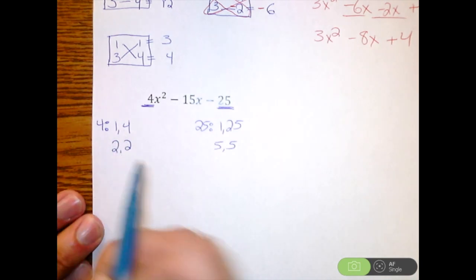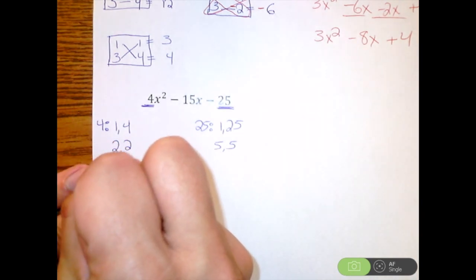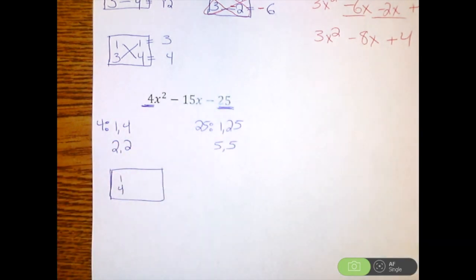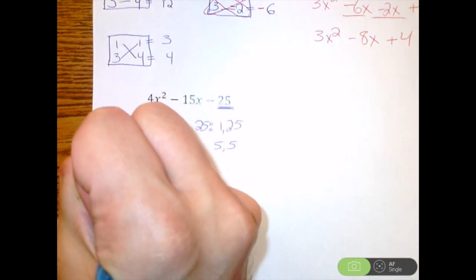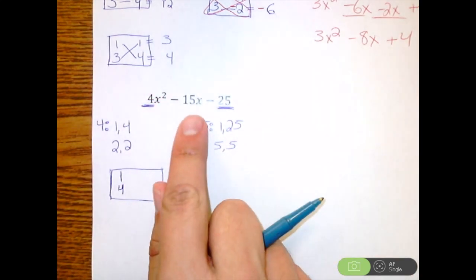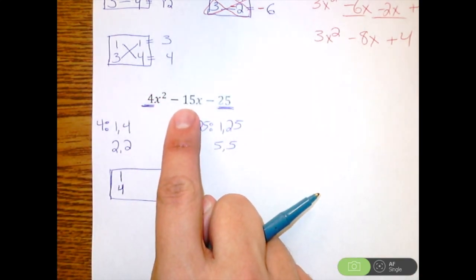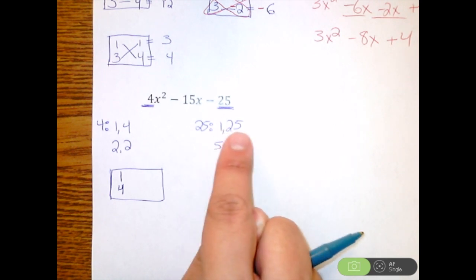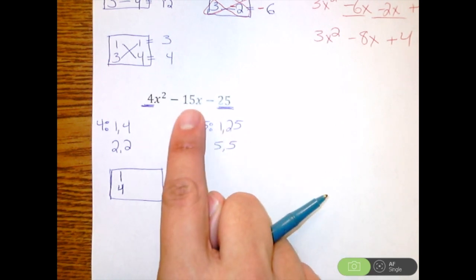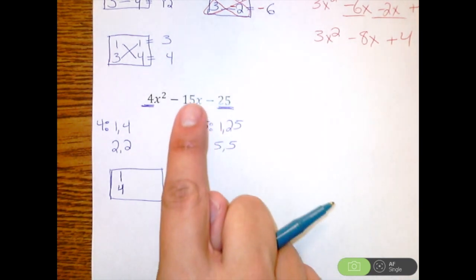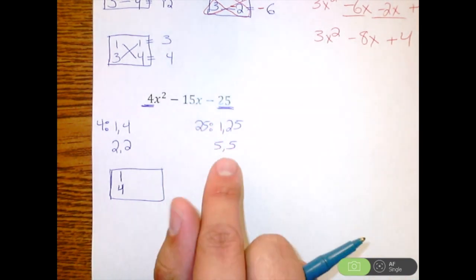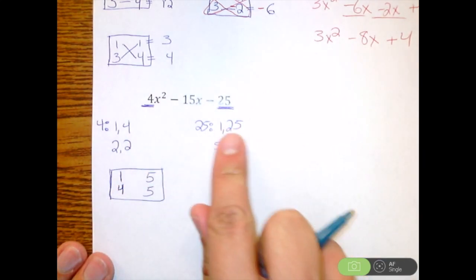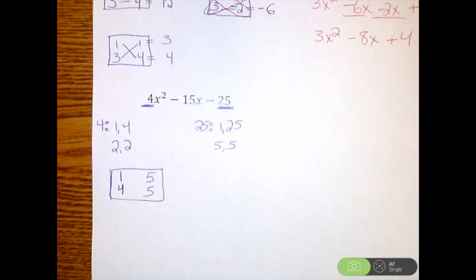I really have no clue with the front, so let's just start with 1 and 4 on the front. But the more you do these, the more you can think about it. I'm trying to make negative 15 in the back. If I'm going to be multiplying by 1 and 25, those are so far apart. I don't know if I'm going to get negative 15, but maybe these 5s will work. So let's try 5 and 5. If it doesn't work, then I'll go back and try 1 and 25. But let's just try it and see what happens.